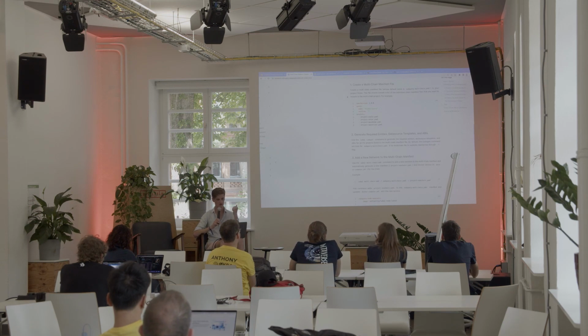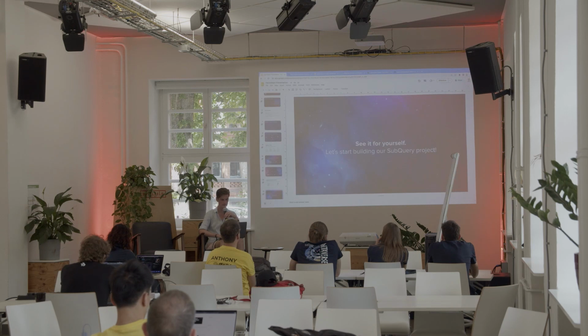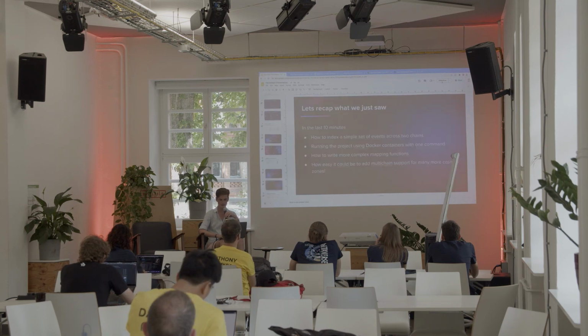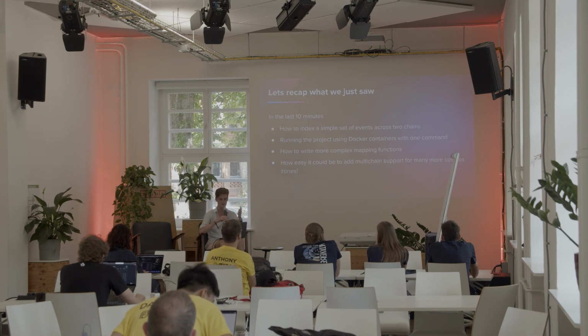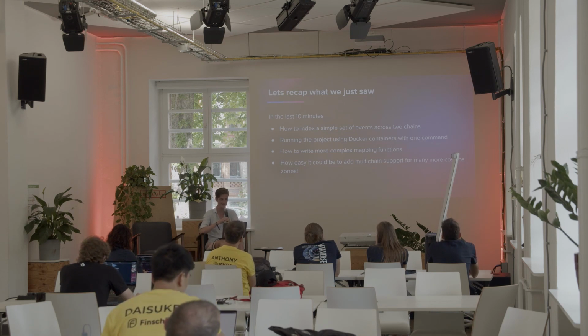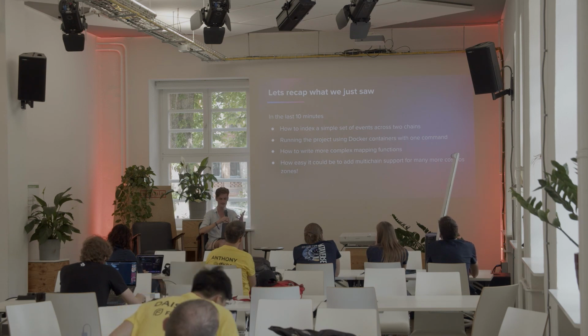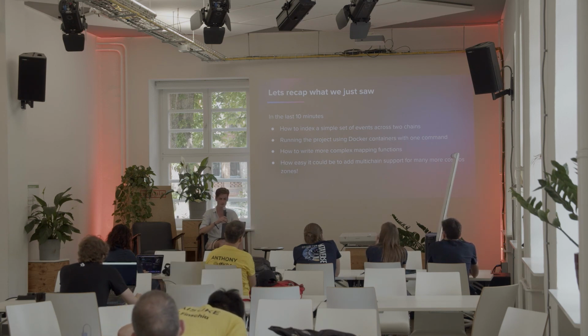In terms of running this, as you're building away, it runs in Docker locally on your computer and it's very lightweight. We've tested this, and it actually runs on a Raspberry Pi, because it just deals with an RPC and saves into a database. But for longer-term running, let's go back to our slides. Before we carry on, I'll recap what we've seen: indexing a simple set of events, running the project using Docker containers with one command, though I didn't quite do that because it's too hard with one hand, how to write more complex mapping functions, and how easily multi-chain support can be added for many more zones.